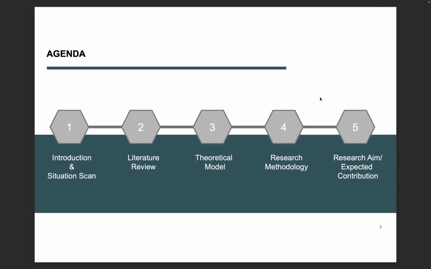So first of all, I would like to show the agenda for my presentation. First, I will talk about the introduction and make a short situation scan. Afterwards, I will come to the literature review and the topic structure and come to the theoretical model of my dissertation, what's the planned research methodology, and at the end, what is the research aim, the objectives, or the expected contribution.